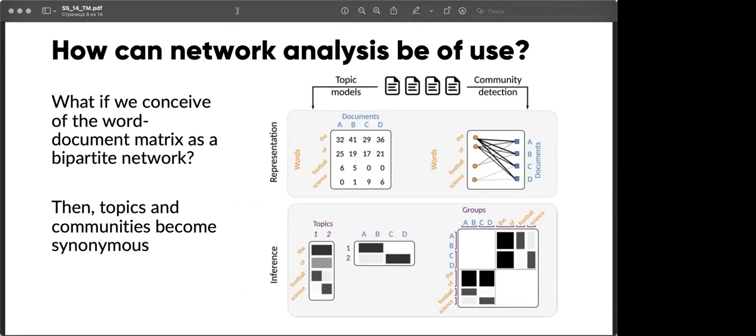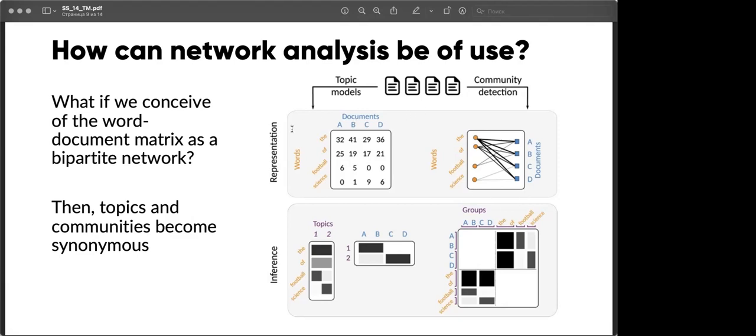I will now be speaking about the article by the people whose critique I just covered: Gerlach, Peixoto, and Altmann. They are scholars in network science who suggest using hierarchical stochastic block modeling for topic modeling. The idea is pretty similar here. They suggest that we can conceive of the word-document matrix used in topic models as a bipartite network. Just philosophically, let's look at it for now.